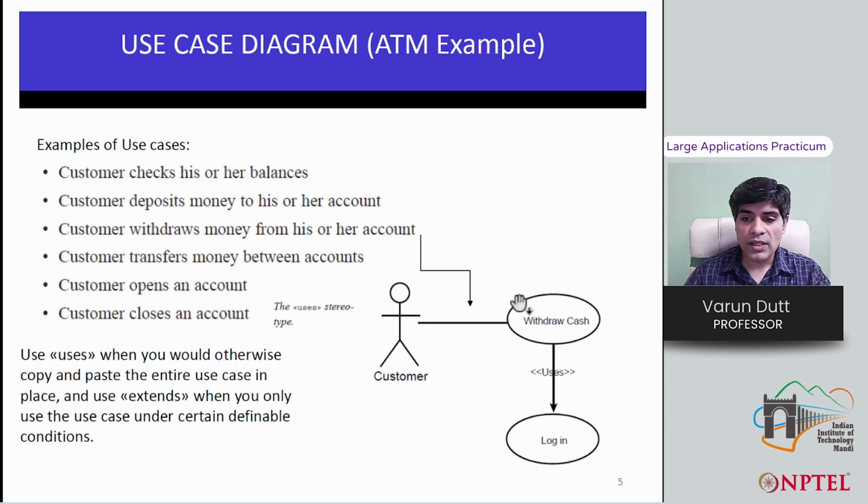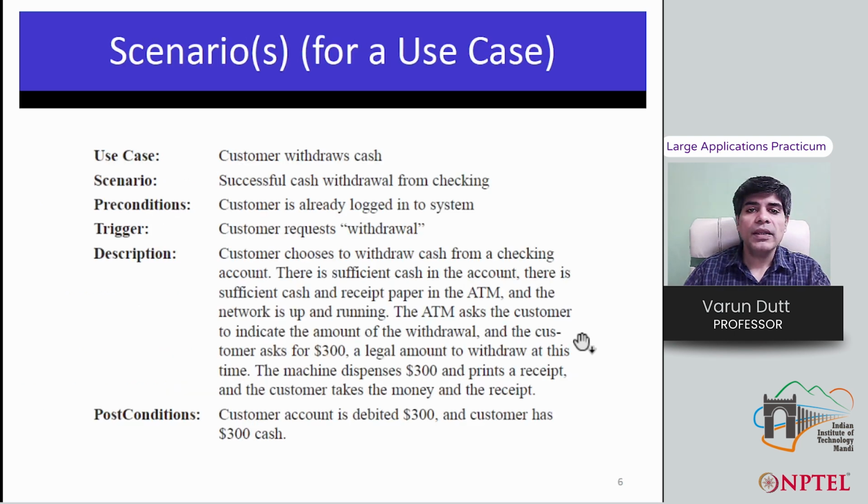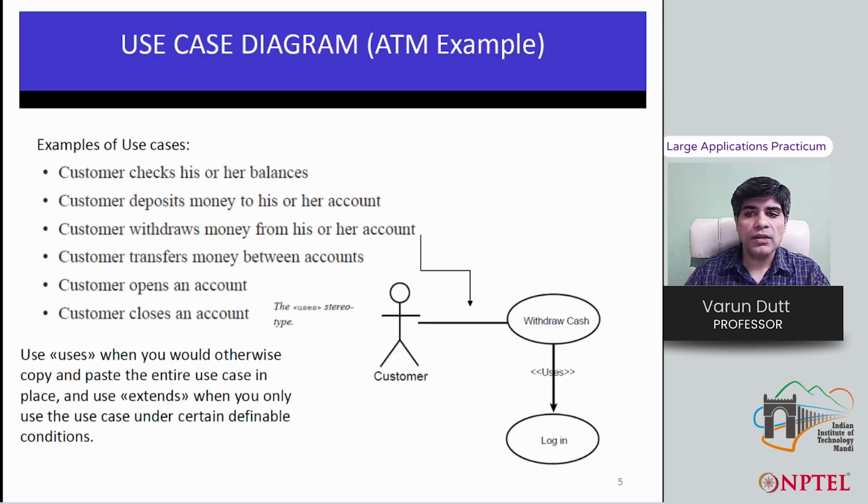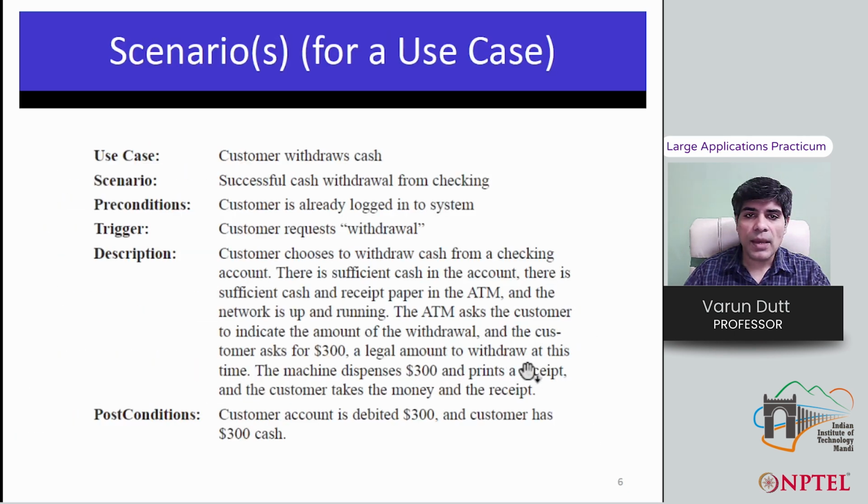Withdraw cash is basically the use case which defines what the ATM is supposed to do for withdrawing cash. Typically, what the system is supposed to do in a use case like withdraw cash is captured in the form of a scenario, and there may be several scenarios for a use case. So this is the use case, customer withdraws cash, a withdrawal use case, and the scenario is successful cash withdrawal from a checking account, which is a form of account like a savings account. There are other scenarios possible, like unsuccessful cash withdrawal and others.